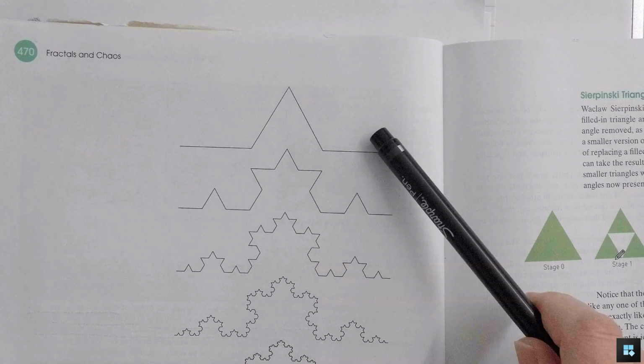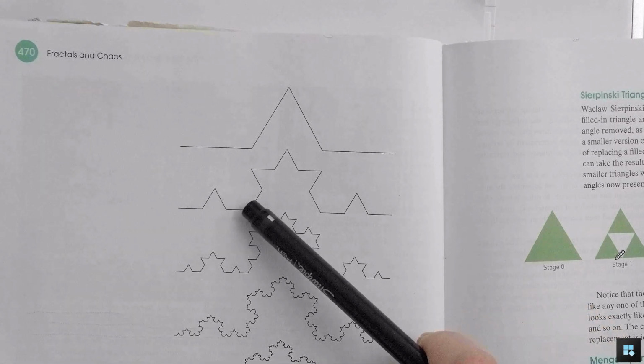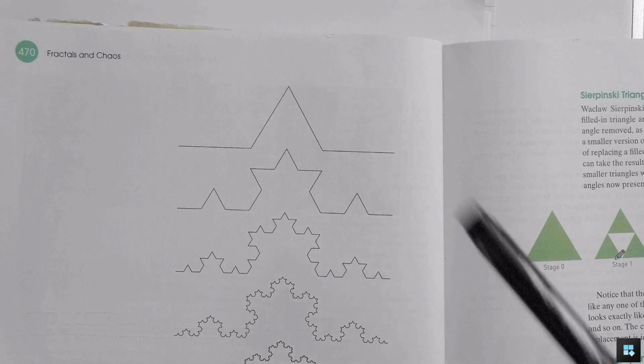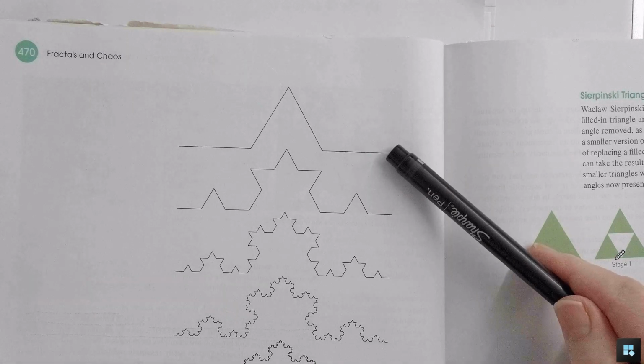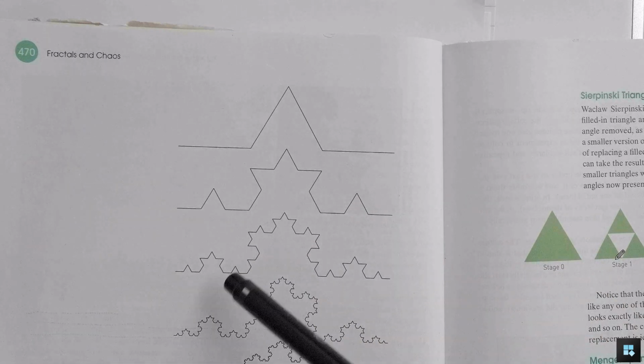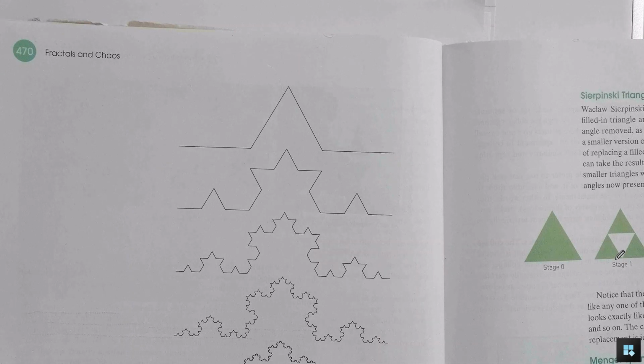So these 4 line segments are shrunk and placed on themselves, and that gives you 16 line segments. Then this 4 line segment piece, stage 1, is shrunk again and placed on each of these 16 line segments to become 64 line segments.